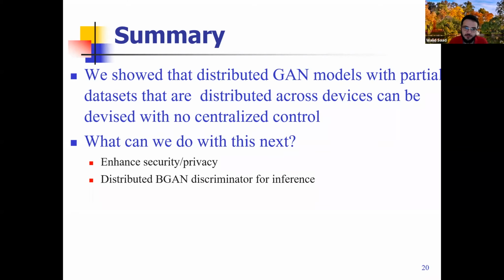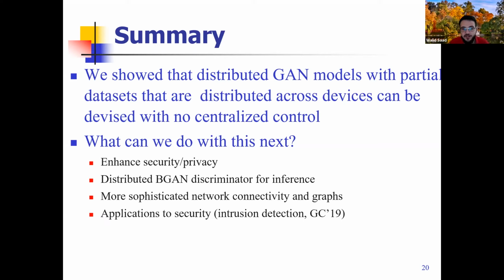And you can also use the discriminator for inference. I've seen some works do that. They do it for a regular GAN, so why not do it in a distributed way? You can look at more sophisticated connectivity graphs and, again, combinations of your data sets and so on. There's a lot of applications.